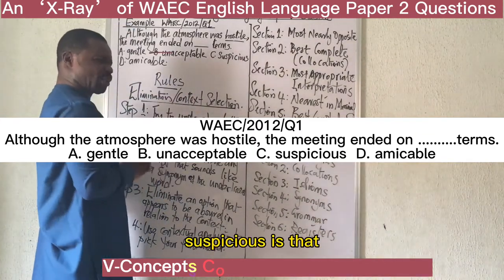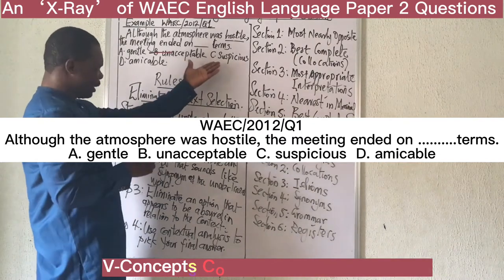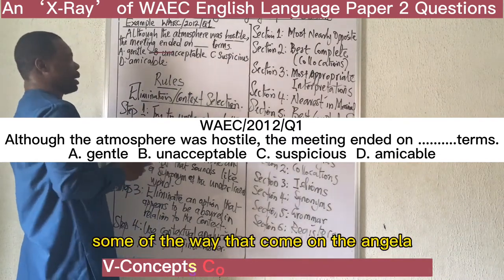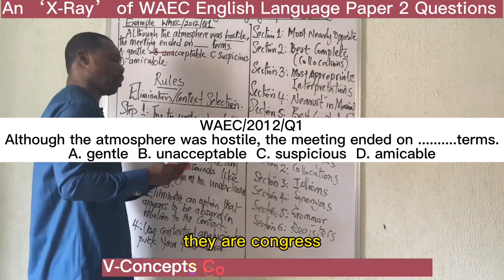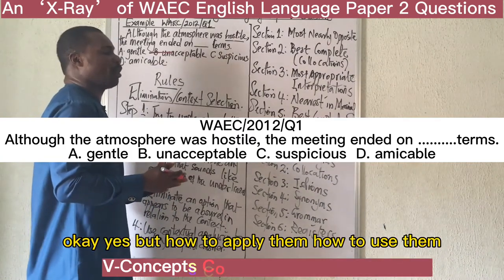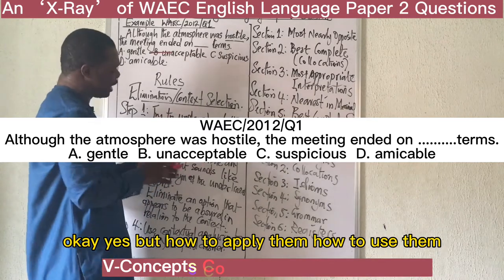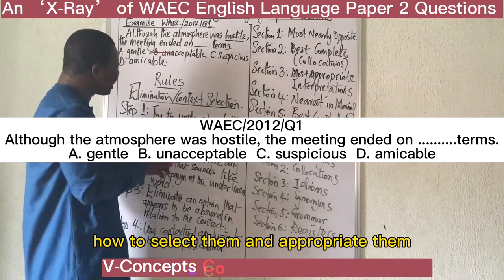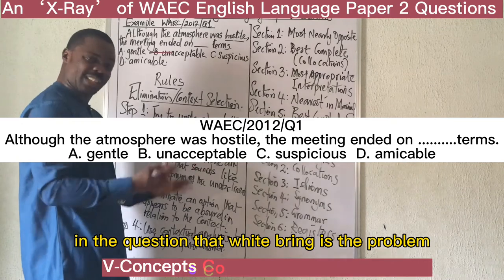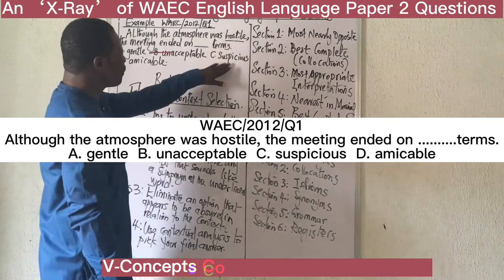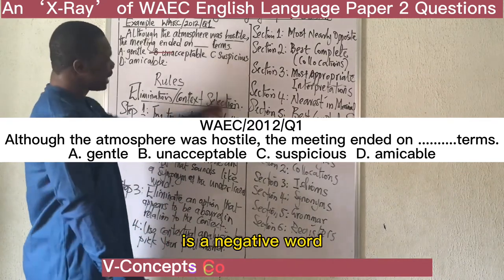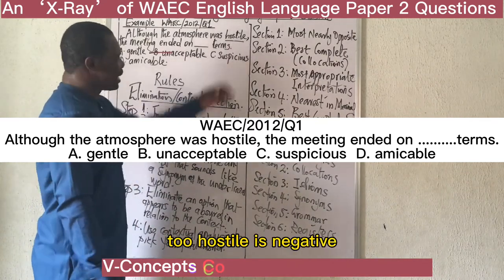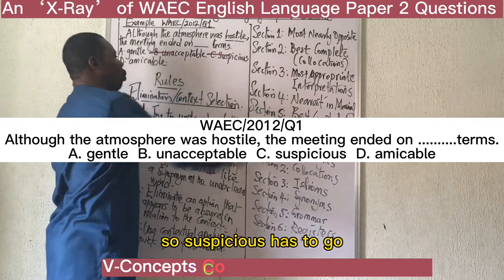Then you have suspicious. When you say something suspicious, it's another very common word. So some of the words that come under antonym and synonym, some of them are common words, okay? Yes, but how to apply them, how to select them and use them appropriately in the question, that is the problem. So now you have suspicious. Say something is suspicious, that is, something is fishy, something is not right. It's a negative word too. Hostile is negative, so suspicious has to go.